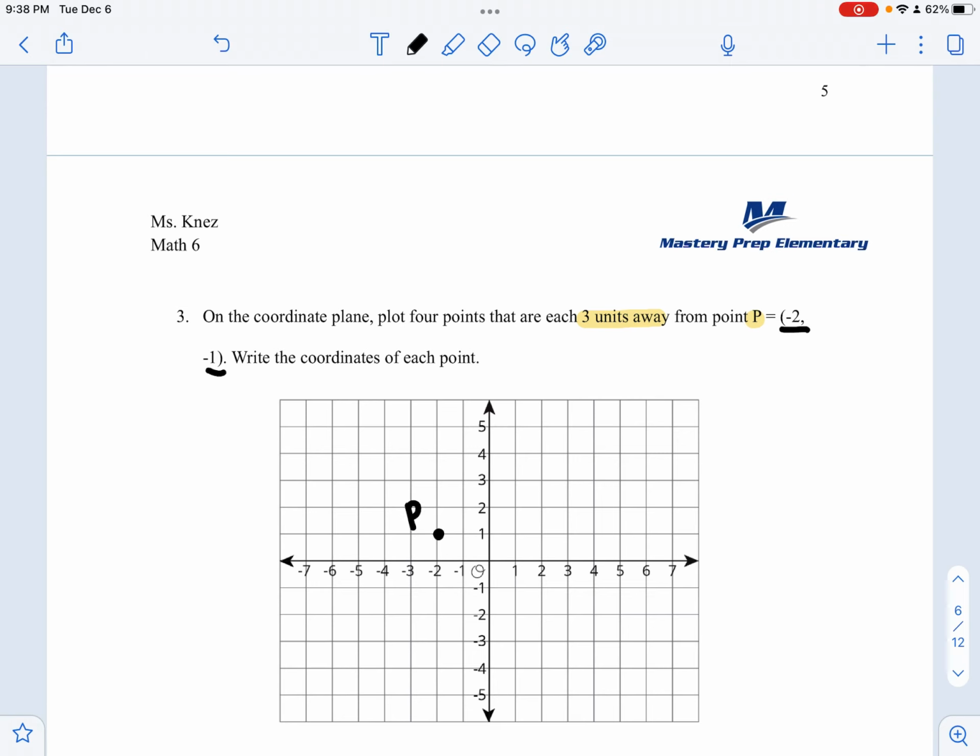Now, my goal is to plot 4 points that are each exactly 3 units away from point P. Here's an example. I can plot a point here at 1, 1 that is exactly 3 units away from point P. 1, 2, 3 units. I then put the coordinate pair next to the point, 1, 1. That's one of the points. You need 4. Go ahead and pause this video to plot your points.